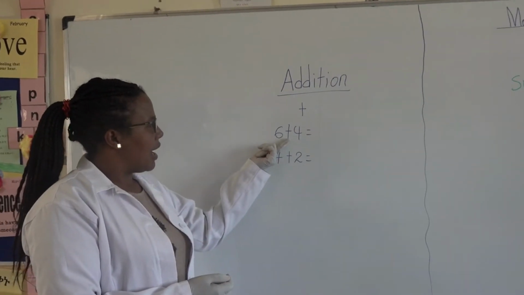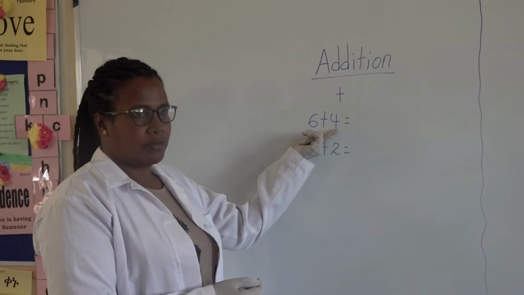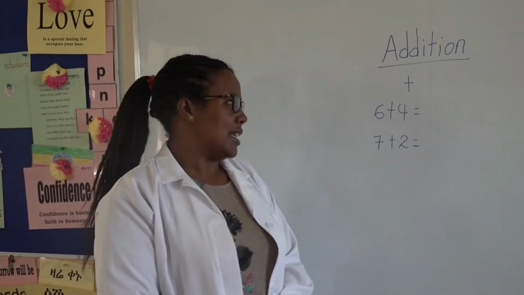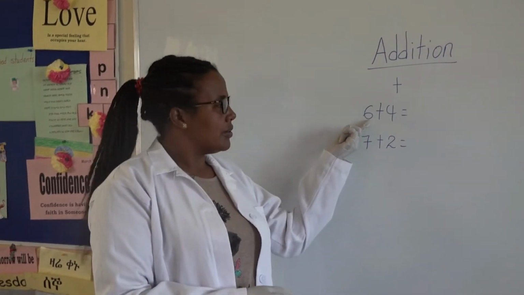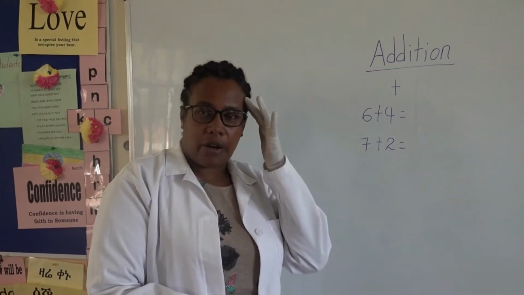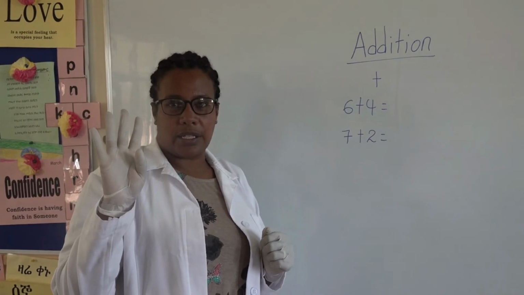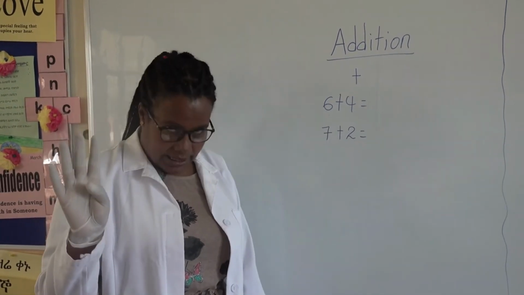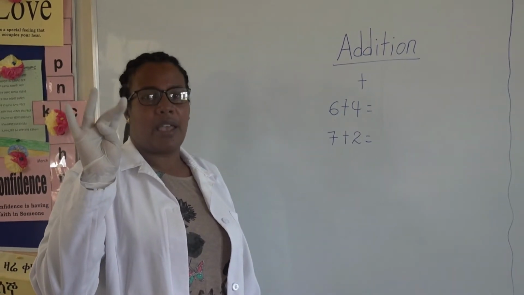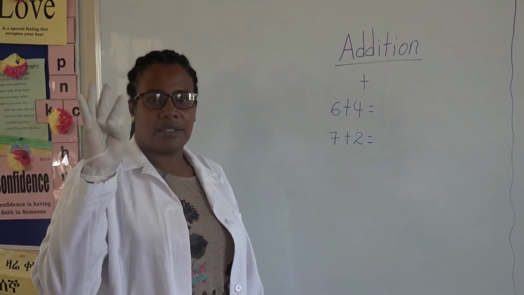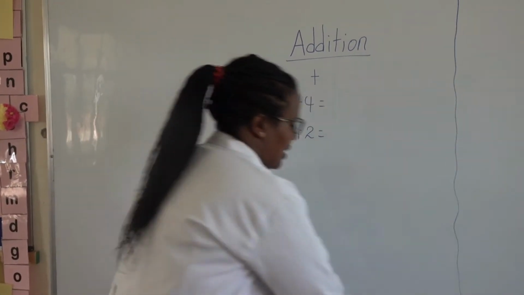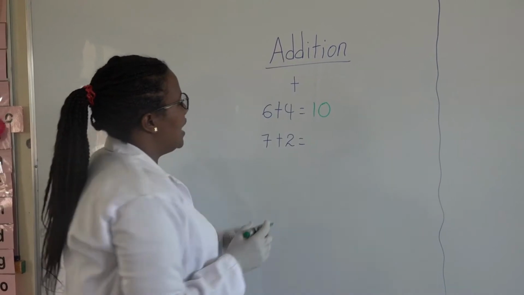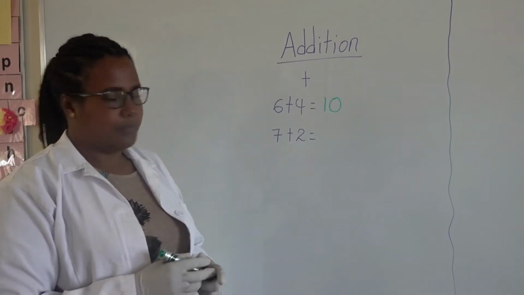6 plus 4. Which one is a big number? Yes, 6 is a big number. So we'll put 6 in our mind, 4 with our fingers. So let's count them together. 6, 7, 8, 9, 10. The answer is 10. Excellent. Let's see the next question.